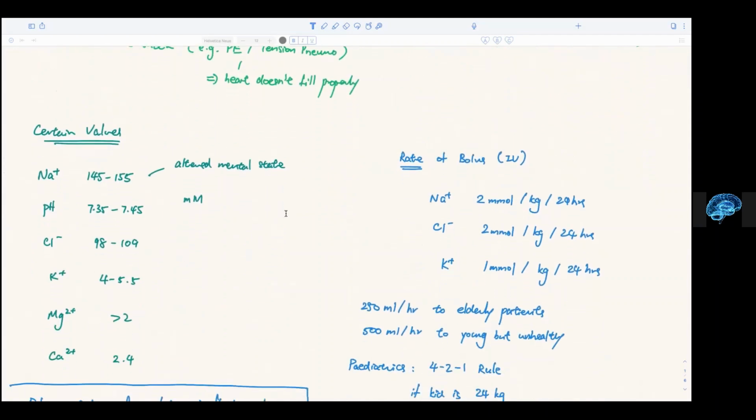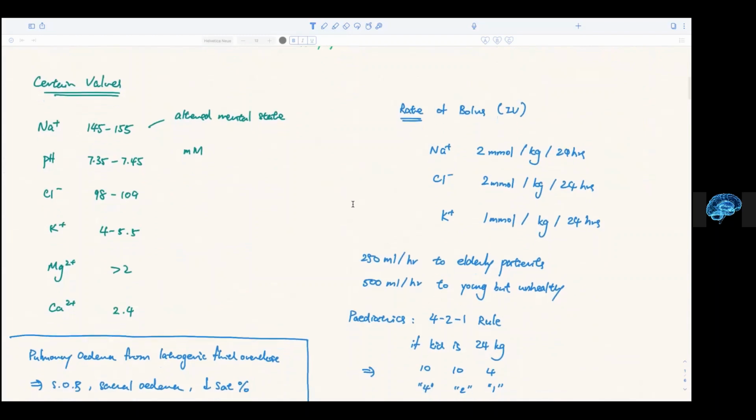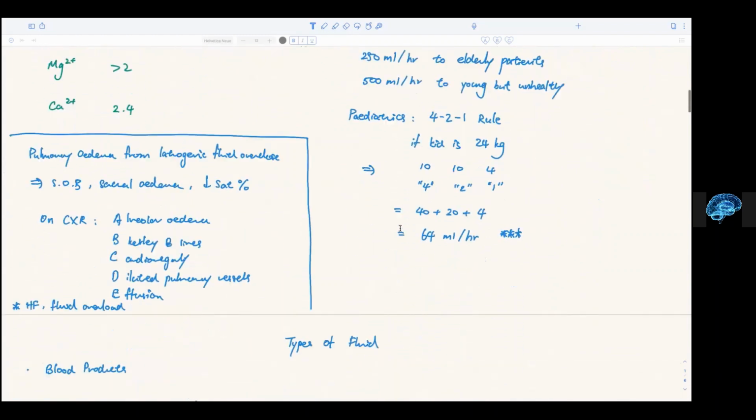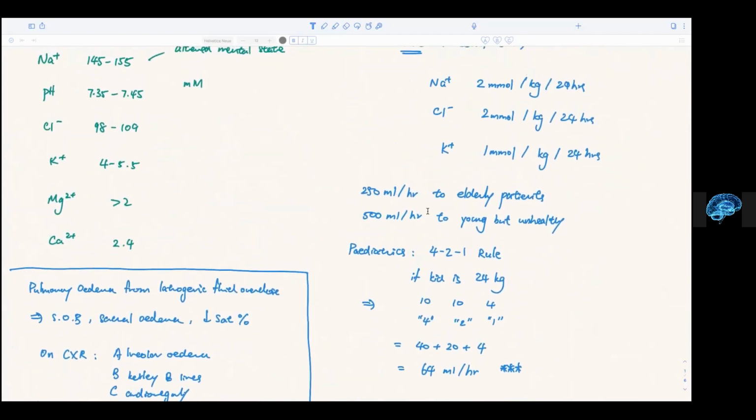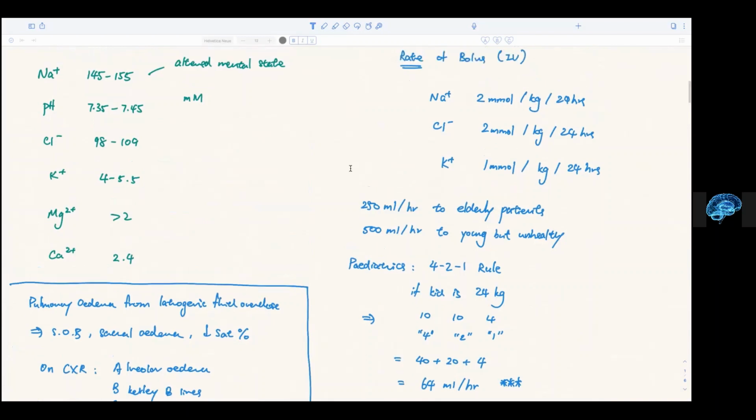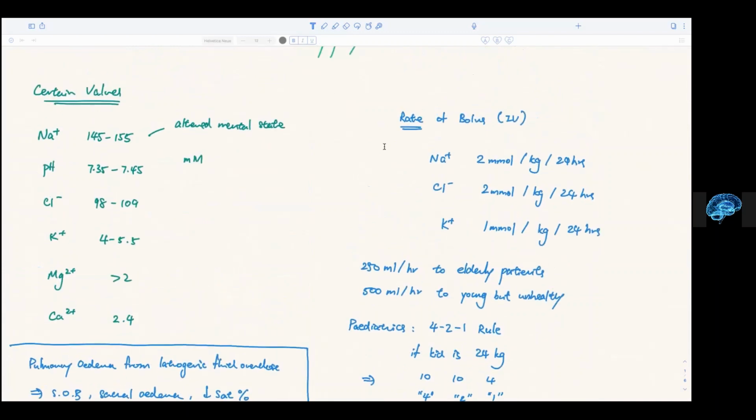These are just certain values for electrolytes. Don't worry about those. There's some extra stuff. So as a general rule, 250 mL per hour for elderly patients and 500 mL per hour for young but healthy to young but unhealthy patients. And for healthy patients, usually a general rule of thumb, you can give them up to 5 to 7 liters in 12 hours. That is the rate of flow for those patients for your fluid therapy.